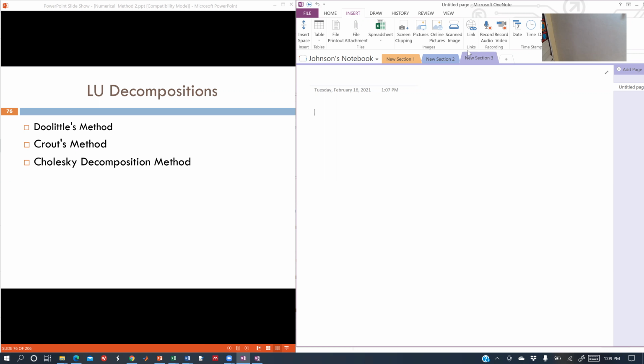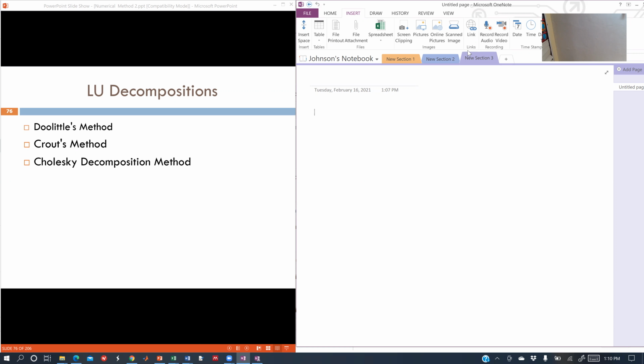Good morning. Today I'm going to take you through another subset of subtopics under solving systems of linear equations, which is the LU decomposition methods. Under that we are going to discuss the Doolittle method, the Crout method, and the Cholesky decomposition method. So these are the three subtopics under LU decomposition that we are going to discuss.